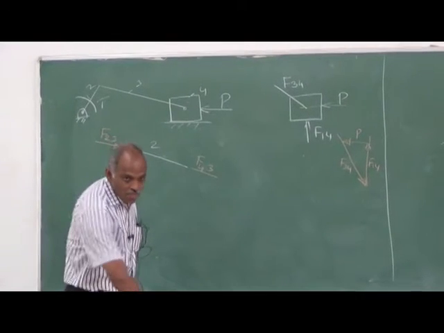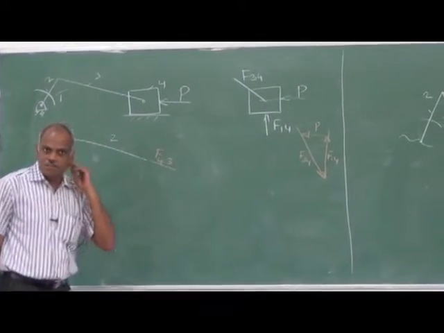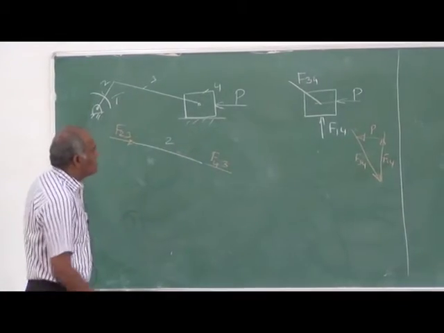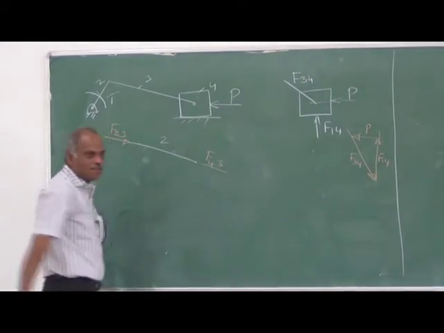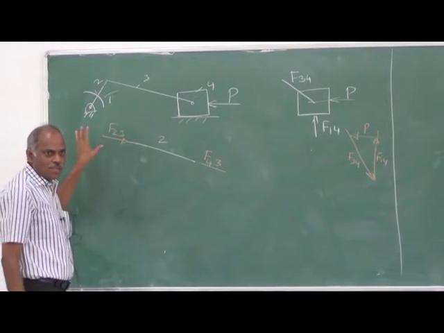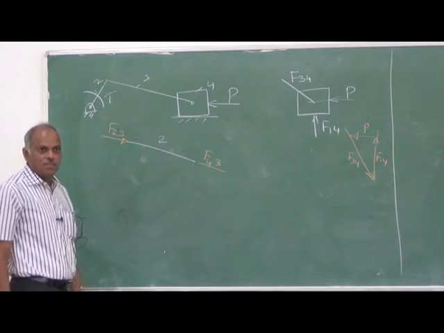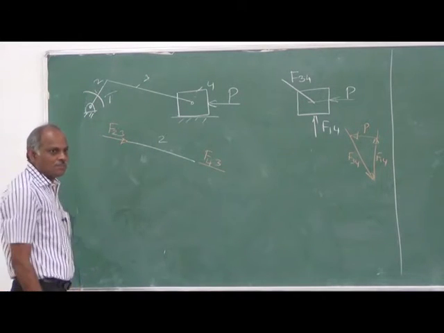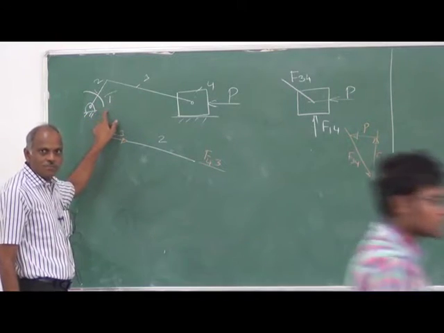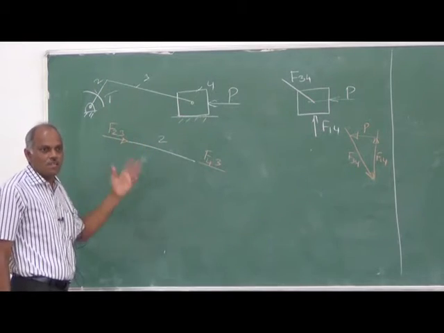Static force analysis of mechanisms. The first example is about a slider crank mechanism in which force P is applied on the slider, and to keep this mechanism in equilibrium position we have to apply an external torque, that is the holding torque. So we have to find out what is the holding torque and what are the reactions in each linkage.